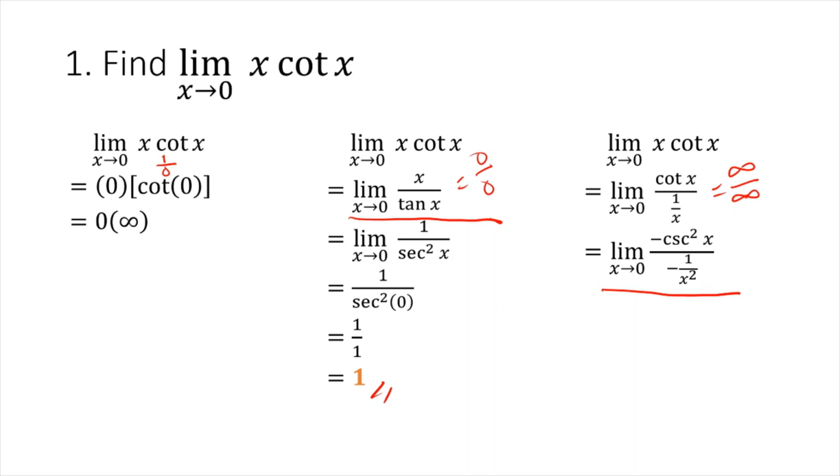So we can continue by simplifying this one. We can rewrite this as a ratio between x squared and cosecant x squared. We can continue to apply L'Hopital's rule, but again, looking at the two options, the first option is more convenient. So let's follow the first option. Okay.